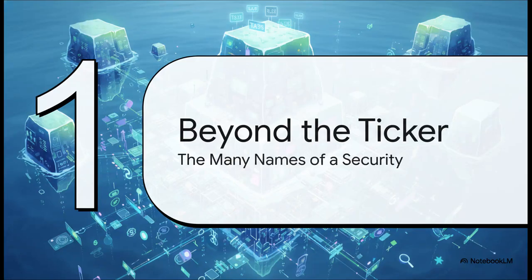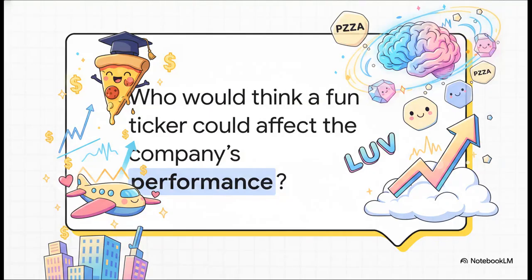So the first thing you have to realize is that the ticker symbol we all know and love is really just the friendly public-facing nickname. It is just the tip of a massive identification iceberg. And what's just fascinating is how much psychology is packed into these little codes. There's actual research showing that stocks with clever tickers, like PZZA for Papa John's or LUV for Southwest Airlines, can actually outperform the market. It's a perfect, kind of weird example of behavioral finance in action.